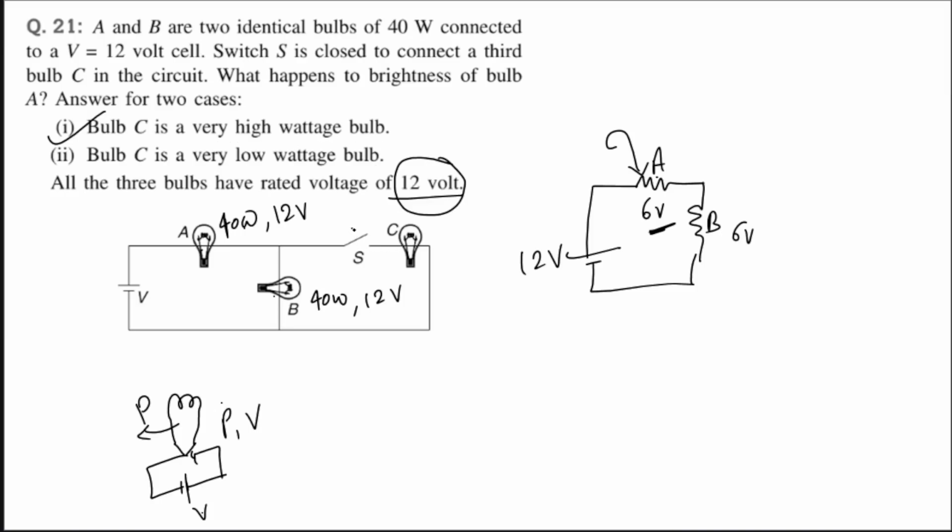Now what is said here is that bulb C is a very high wattage bulb. What you are doing, you are combining this. Take care. You are turning the switch on, and C is connected there. In the first case, C is a very high wattage bulb. High wattage bulb कहने का मतलब ये है कि it will have a very low amount of resistance, and that is why it will consume higher and higher power.